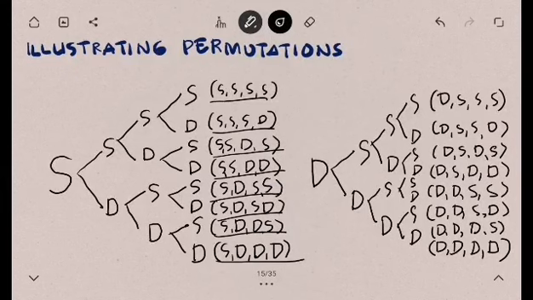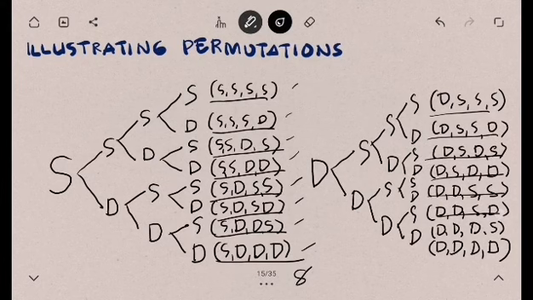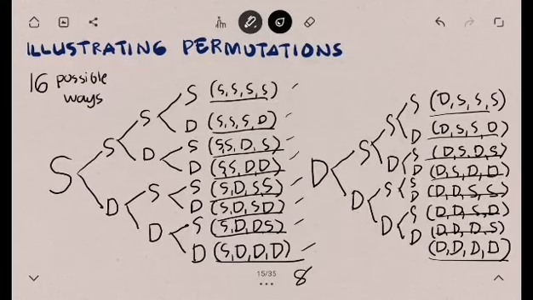Okay, so if we count them, we have 1, 2, 3, 4, 5, 6, 7, 8. Here also, 1, 2, 3, 4, 5, 6, 7, 8. So this means that if the couple plans to have four children, there are 16 possible ways for the order of their children's gender.